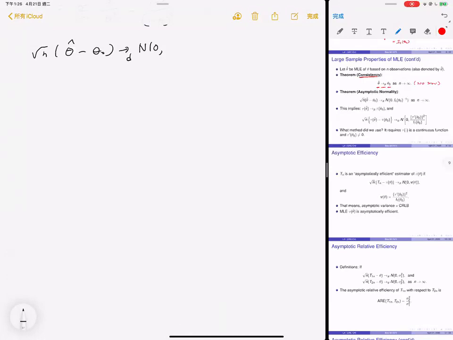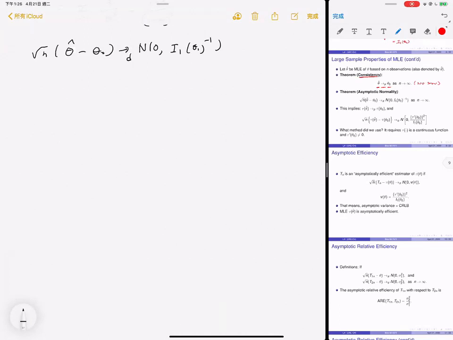Okay, keep in mind the variance is nothing but taking the information number, then taking the inverse. Don't forget about that, which means that asymptotically the MLE's distribution is going to become normal, with mean 0, and the variance is the inverse of Fisher information. Okay, don't forget about the inverse of Fisher information.